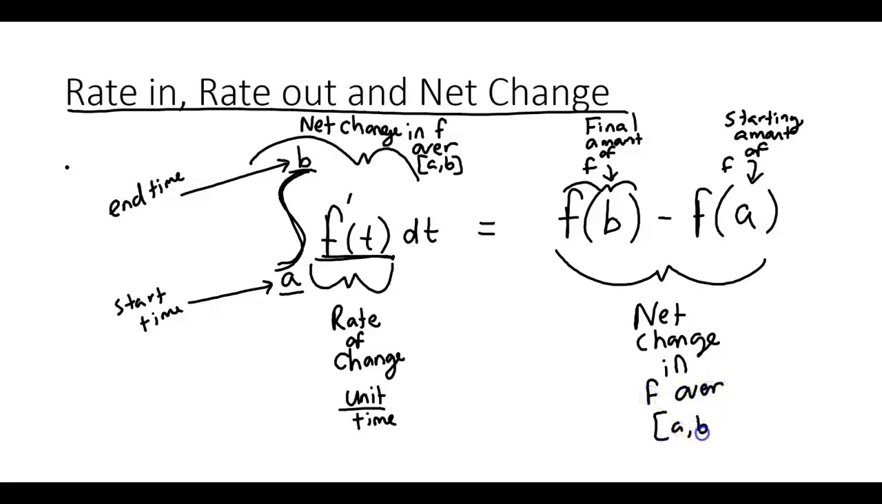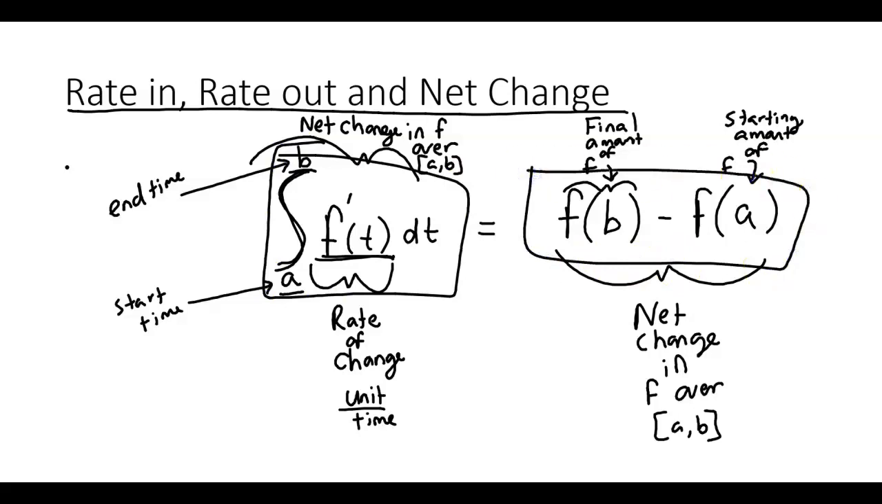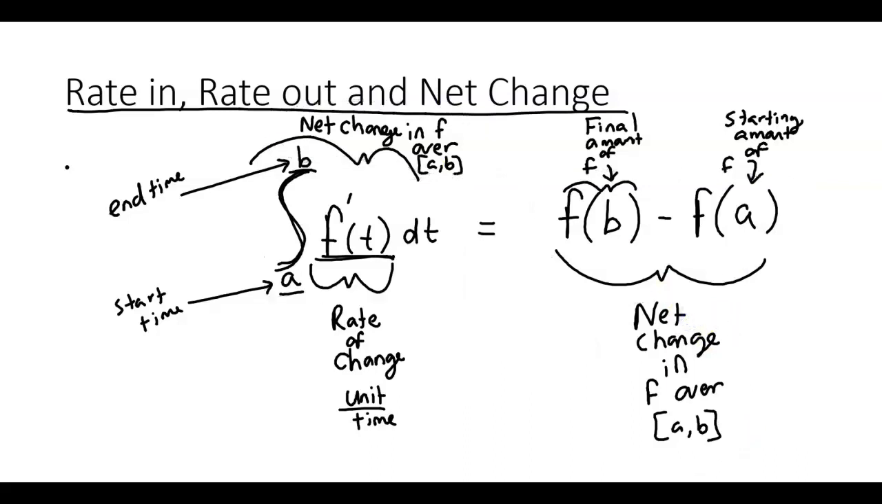And you guys might think, well, Mr. Bailey, you already wrote that over here. I did. And that's because these two halves are equal. This equals this. So if the left side is the net change in position over A to B, then so is the right side. It's just different ways of writing the same thing. Okay?